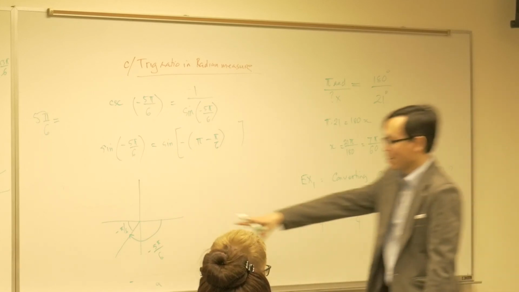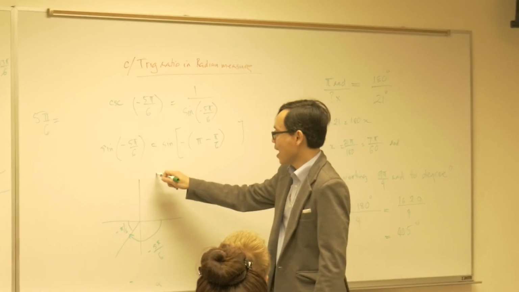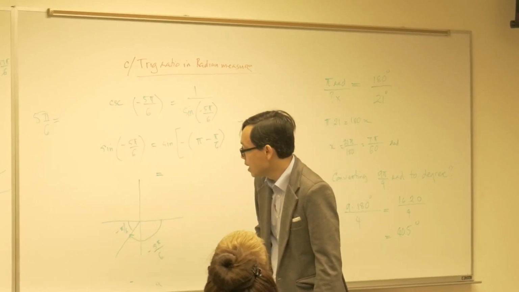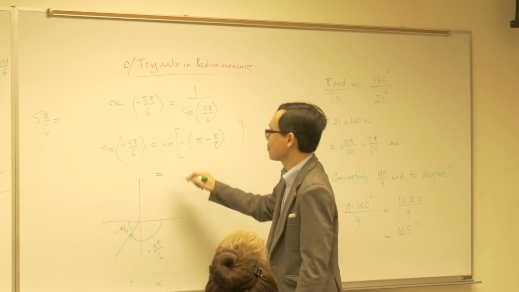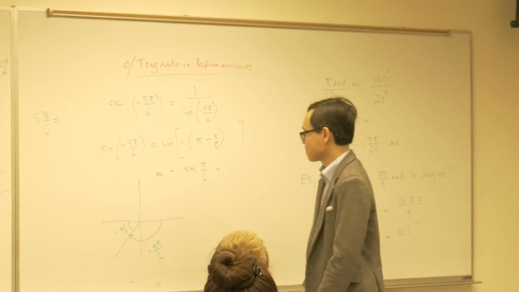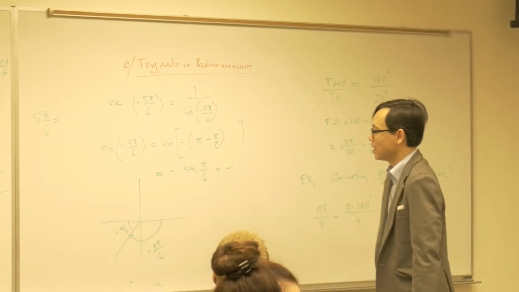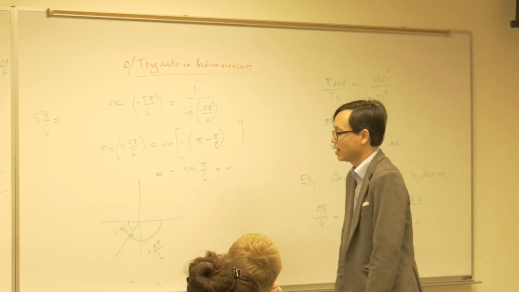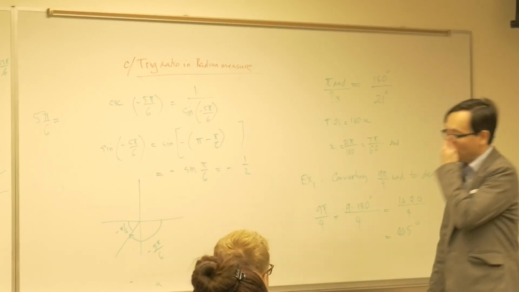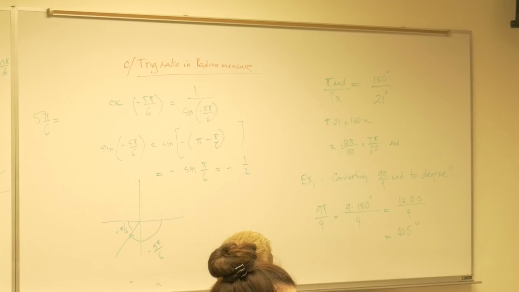Alright, so this is the reference angle. So I can write this as, and sine in this quadrant will be negative or positive? Negative. So I can write this as negative sine of pi over 6. And pi over 6 is 30 degrees, right? And sine of 30 degrees is half. Everybody clear?